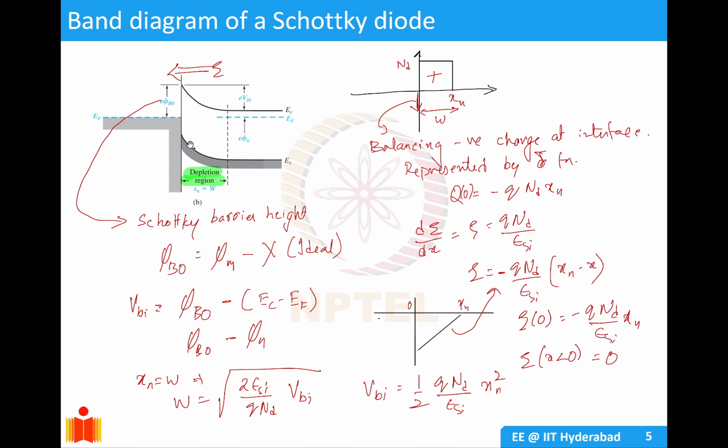And this band bending is also causing a depletion region, which is given as xn or w. The formula to calculate the depletion region width is w equals the square root of 2 epsilon si by q Nd times VBI. So you see it's written Nd here because we are talking about an n-type semiconductor.